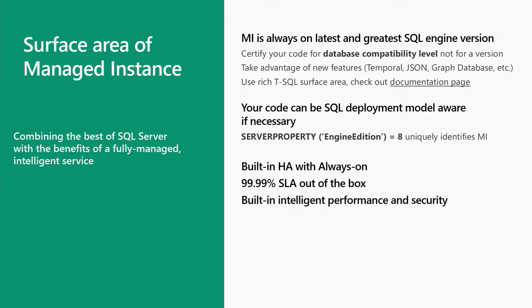But customers are concerned: what if my application does not work against this version? The answer is that we at Microsoft recommend customers use database compatibility level as the means of certifying their applications, because with compatibility level, we promise the same surface area for functional and service guarantees. And how do you detect, from your application standpoint, if you are targeting a managed instance? We have a server property, EngineEdition, where a value of 8 means you're targeting the managed instance service.